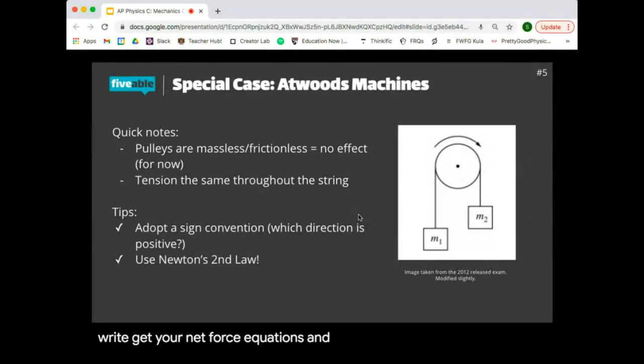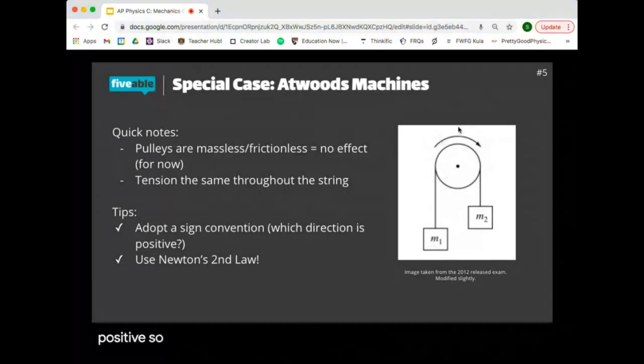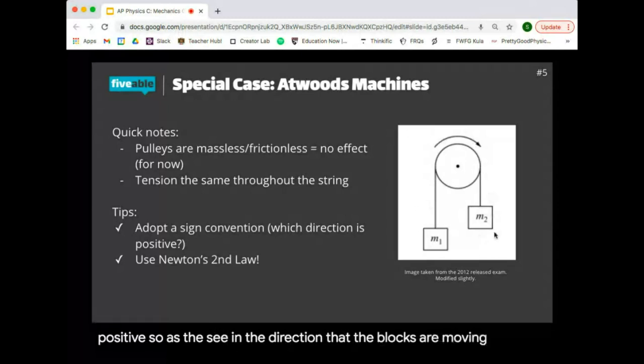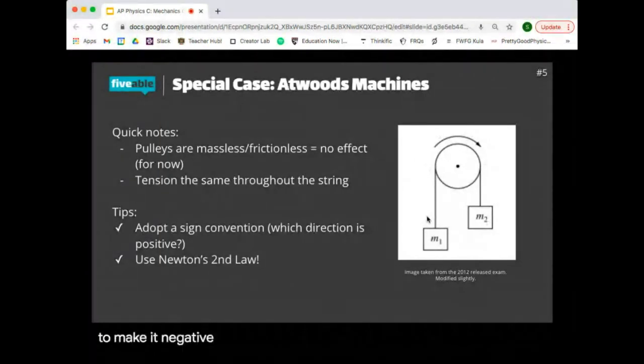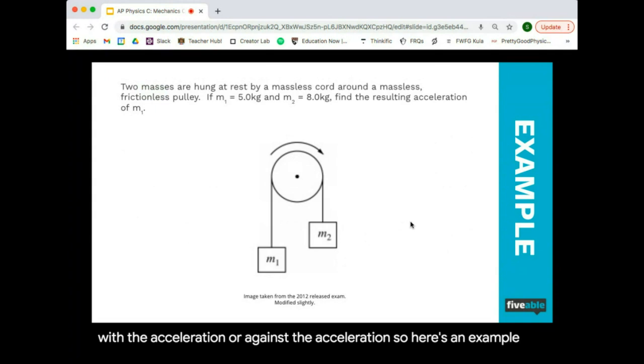What I mean by adopt a sign convention is that instead of thinking about positive as up and negative as down, we can say, okay, if the blocks are moving in this direction, then this direction is going to be positive. So in the direction that the blocks are moving, we make that positive, and in the opposite direction, we make it negative. Again, I'm going to show you an example in a minute. When we do that, we can simplify our thinking, because we're not as worried about moving up or moving down. We're moving either with the acceleration or against the acceleration. So here's an example. I'm going to give you a good amount of time to work on this one because we have to go through the steps again.